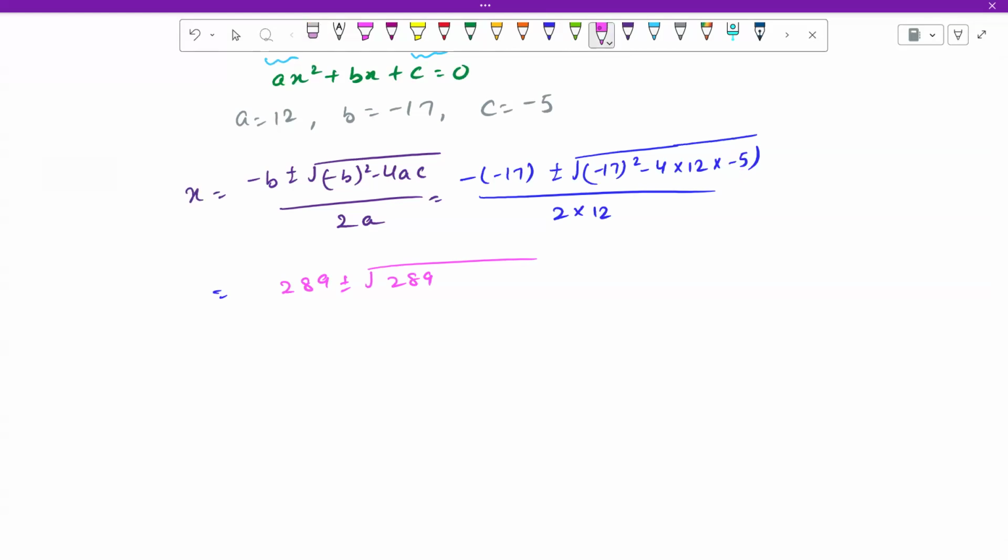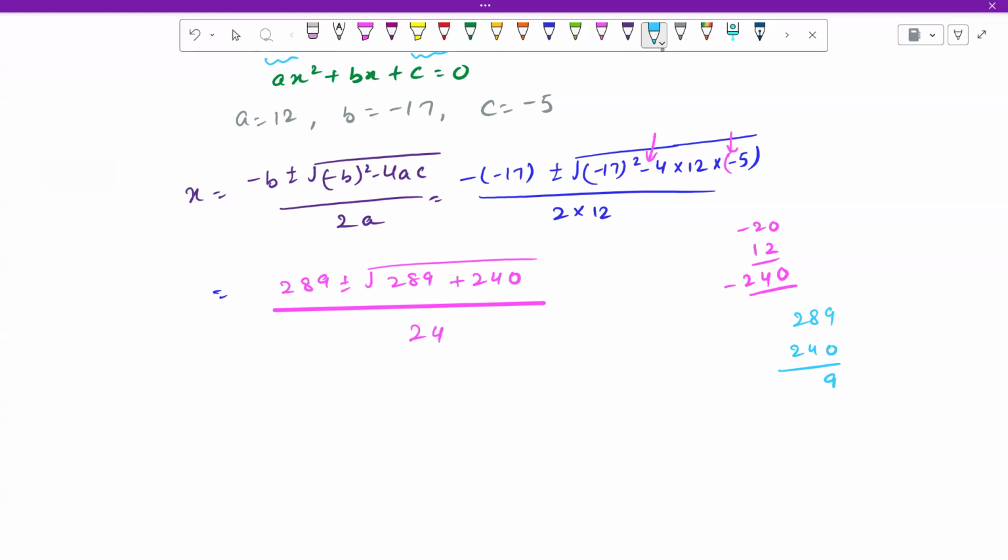If you're going 5 fours, it is going to give us negative 20, and negative 20 times 12. 0 as it is, 12 twos are just 24. And negative becomes a positive. So it's plus 240 over 24. Now, 289 and 240. Can you guess what is the square root of 529?